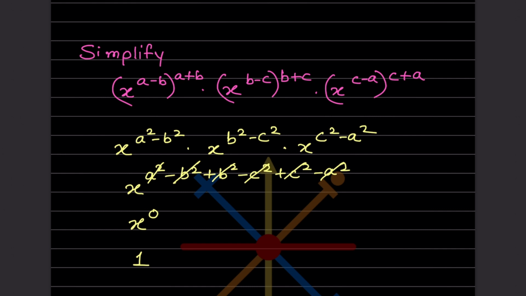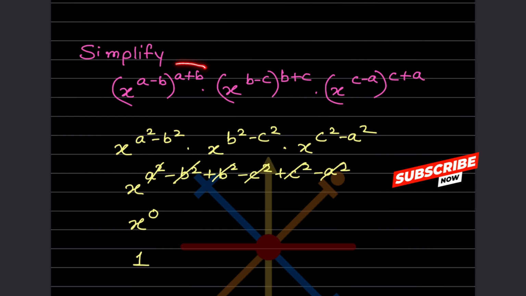So we'll see one question over here, that is simplify. It's given over here: x raised to (a minus b), whole bracket raised to (a plus b), multiplied by x raised to (b minus c), whole bracket raised to (b plus c), multiplied by x raised to (c minus a), whole bracket raised to (c plus a).